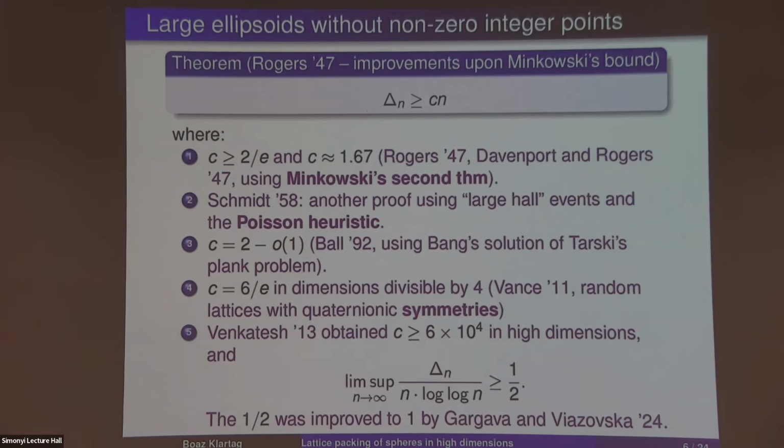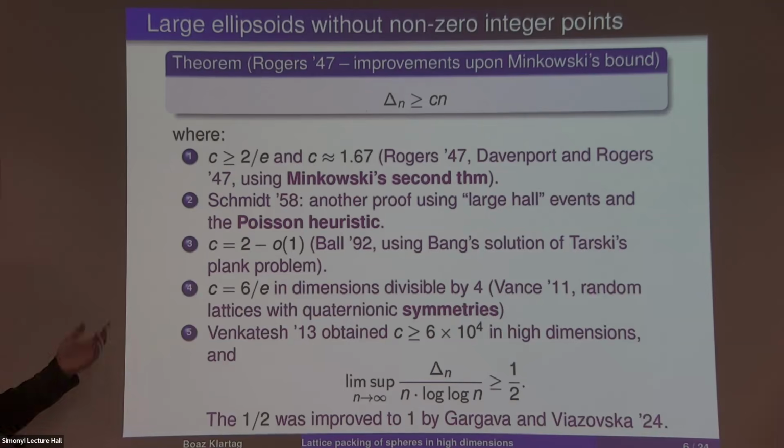Then in 2011, Stephanie Vance showed that this constant is at least 6 over e, which is more than 2, but only in dimensions divisible by 4. Why is this important? Because she used the quaternionic field and only averaged over lattices with quaternionic symmetries. So this enables you to improve the constant.